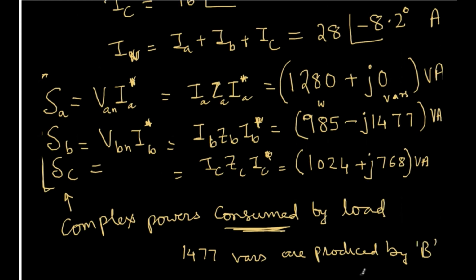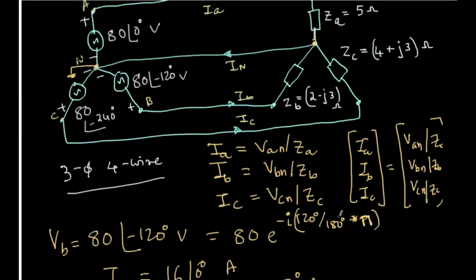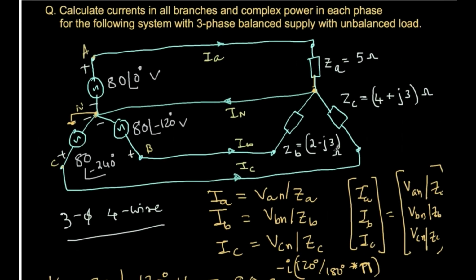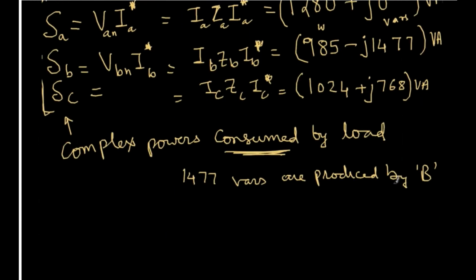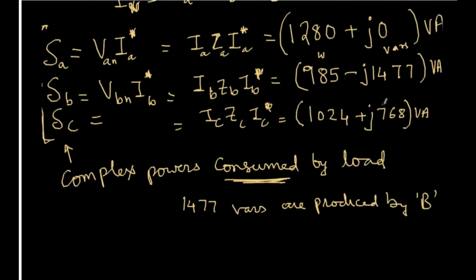Now, how can B phase produce this reactive power? If you just quickly go back and look at the circuit, we have minus J3. That means capacitor. There is a capacitance in the B phase. That capacitance is producing an output of 1477 watts of the reactive power. And coming back to this, 768 watts are consumed because it's plus sign. That means consumed by the phase C.